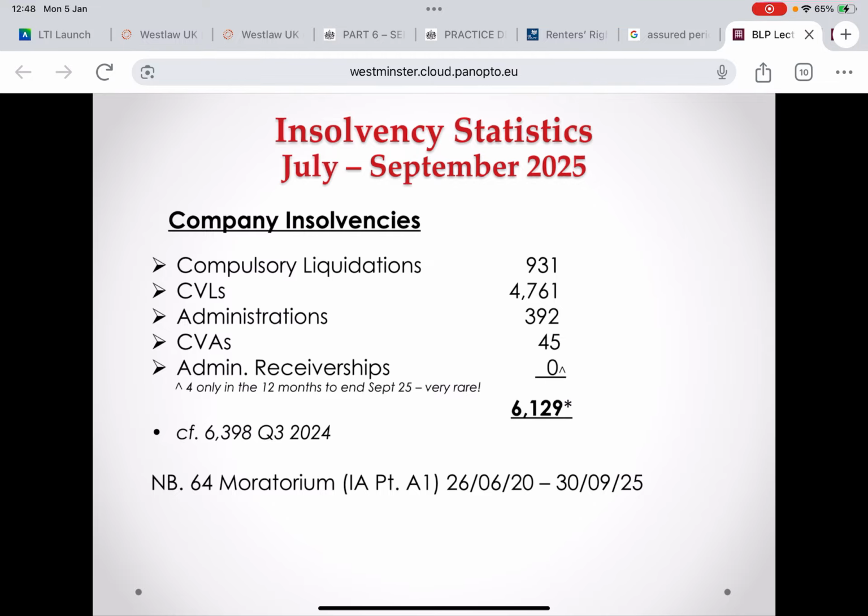CVAs 45, administrative receiverships. As I mentioned to you before, only where the bank's security, including a floating charge, was created before the 15th of September 2003.